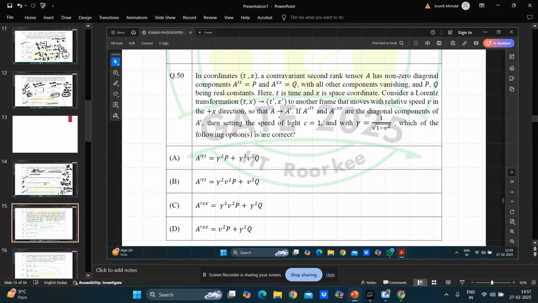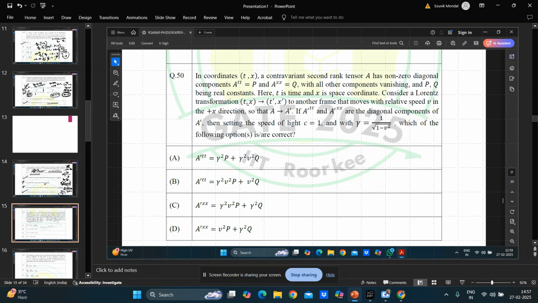Now, in this problem, you should have a little knowledge about how to do tensor transformations and the Lorentz group or Lorentz boost kind of thing. Okay, so I am not going into very much detail. I actually know a little bit of special and general relativity, so I am able to solve this problem. But you have to know some extra things like tensor transformations and Lorentz group things.